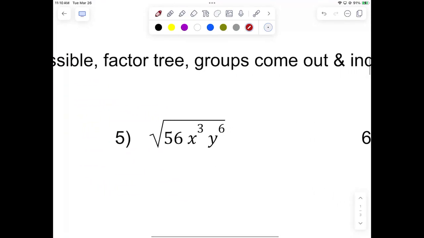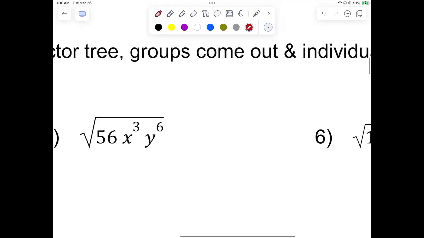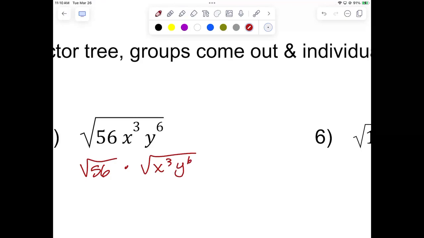Letter B. Well, what if I have radicals now that also have variables? Well, treat it as 2 separate problems. I can actually write this as the square root of 56 times the square root of x cubed y to the 6. That's the property of radicals and exponents that we could do. So 2 separate problems now.